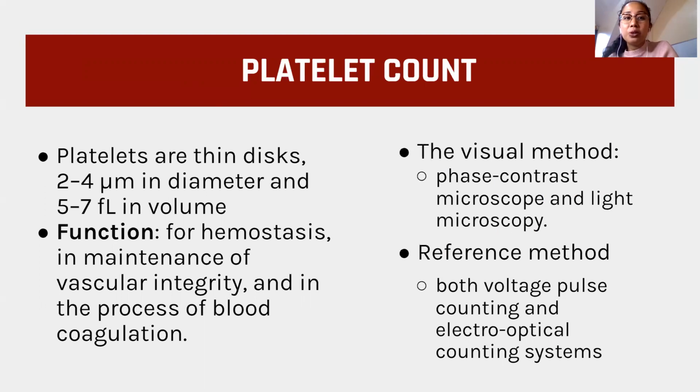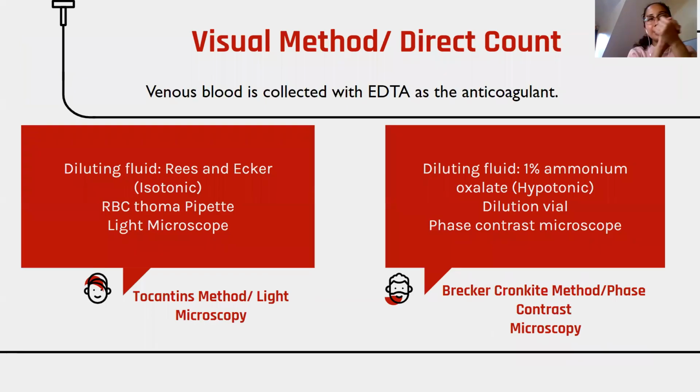The diluents we use in the visual method differ. However, the reference methods are actually your automated machines. The voltage pulse and the electro-optical counting systems are reliable in quantitating our platelets. So class, our activity 2 is about the direct count or the visual method. The specimen of choice is venous blood in EDTA.